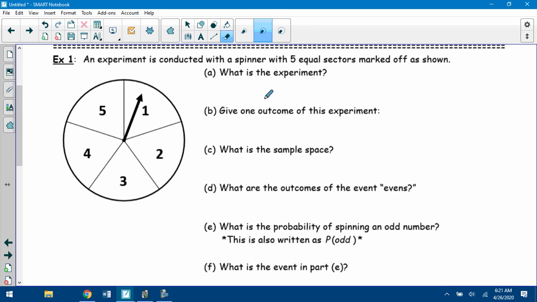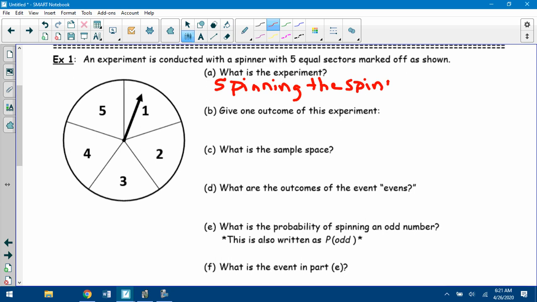It's not writing it very well. Let me try this better. So spinning the spinner. What am I looking for? Yeah, what number it lands on. And noting the number it lands on.